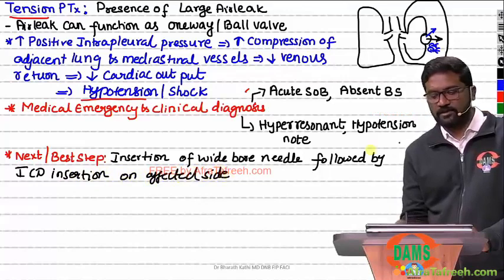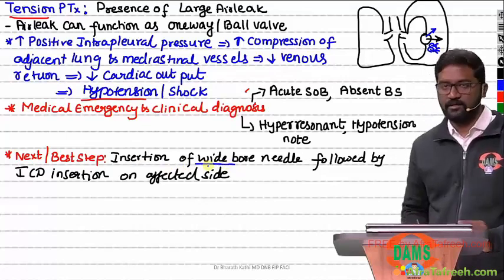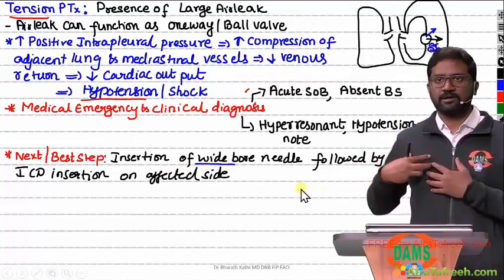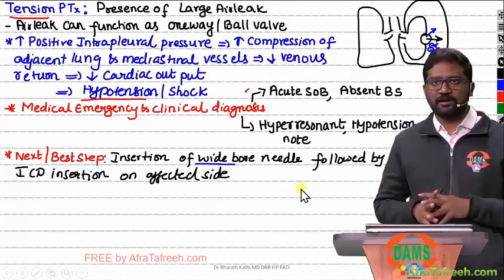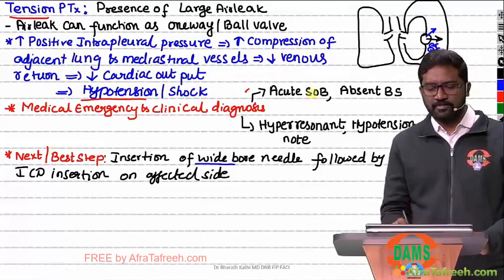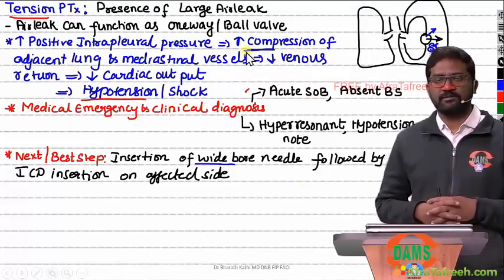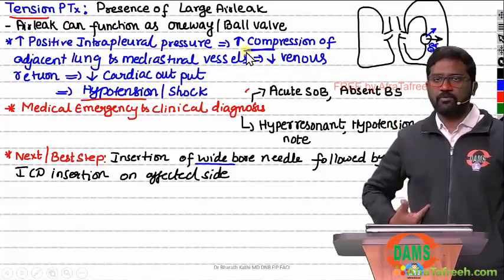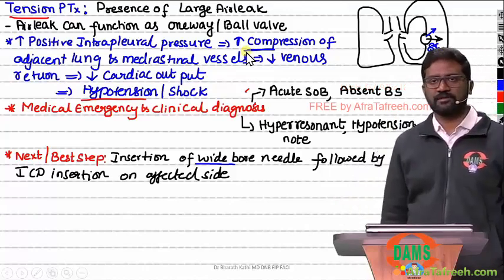Now what is the benefit of this wide bore needle insertion? Once you insert the needle, it is going to decompress the cavity, relieve the pressure, reduce the compression. Once the compression is reduced, circulation will improve, and the patient will survive. But this single needle cannot drain the whole air. For better drainage, you have to put an intercostal drain.